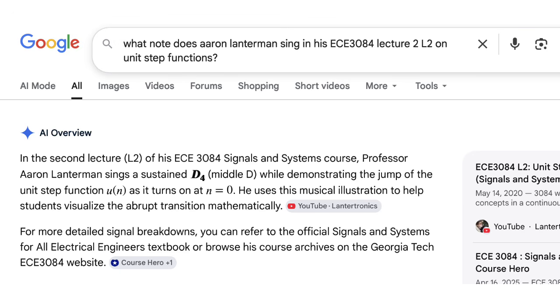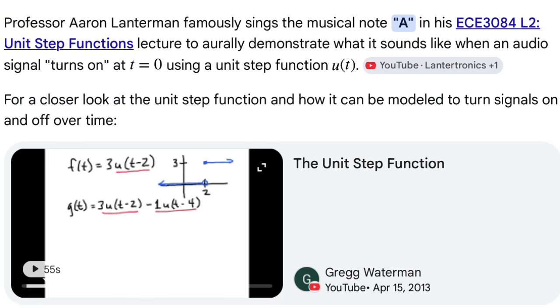So I asked it again. "Professor Aaron Lanterman famously sings the musical note A." Okay, so here maybe it picked up on me saying that the note is an A. I'm not sure how famous this is. Anyway, it is accurate in terms of what I'm trying to explain. Oh, and here's somebody else's video on the unit step function. That's nice. Thank you, Greg.